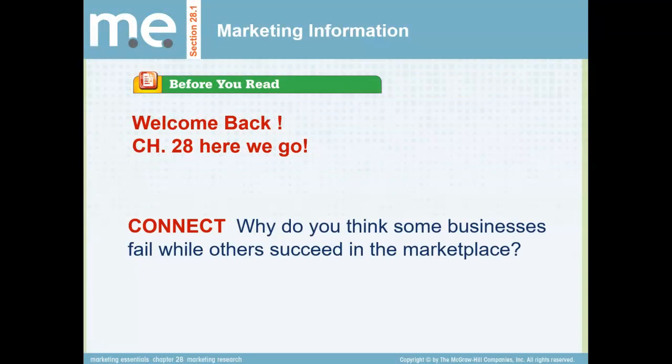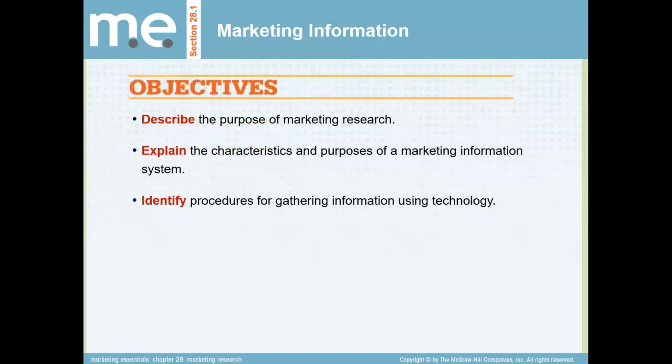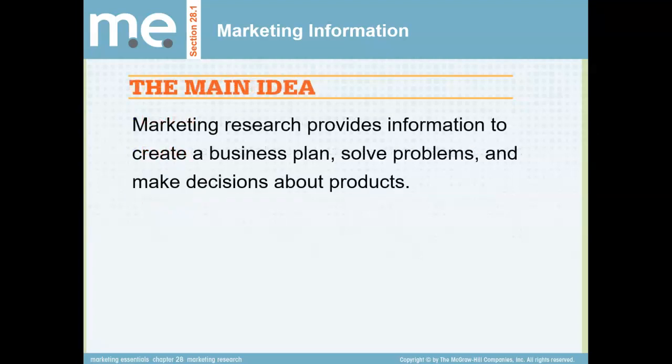Here we go. Why do you think some businesses fail while others succeed in various different marketplaces? Think about that as we go into this and how market information and marketing research can be incredibly beneficial to a business. So 3 objectives. What is the purpose of marketing research? Some of the characteristics and purposes of marketing information systems, and procedures for gathering information using technology, some of which we've already talked about. So the heart of the matter here, research provides data for a company to use, create a plan, solve a problem, make decisions, and go execute and get stuff done.